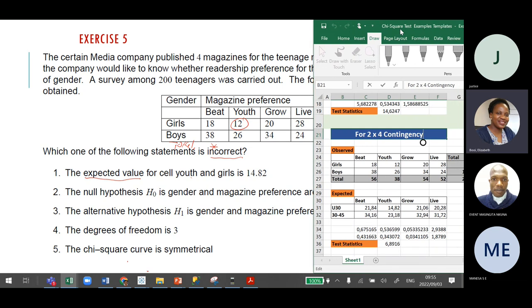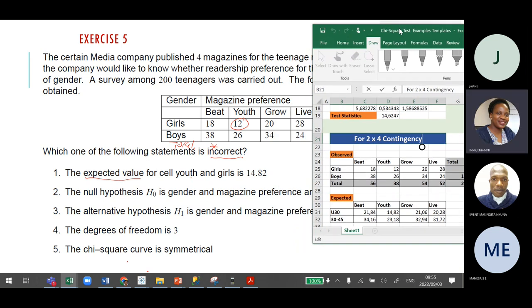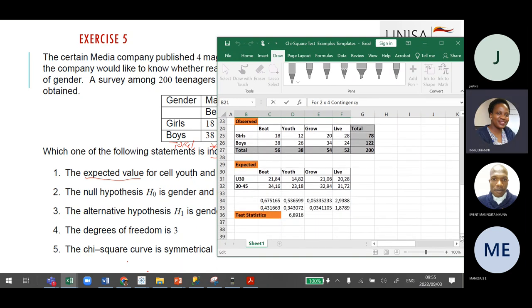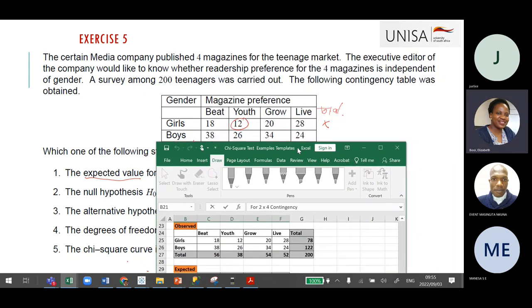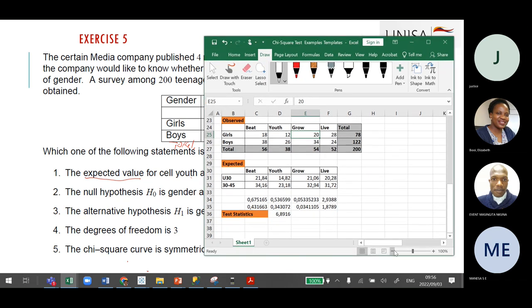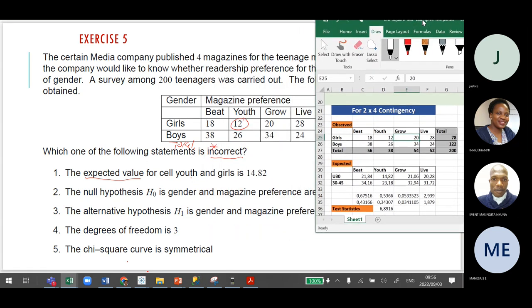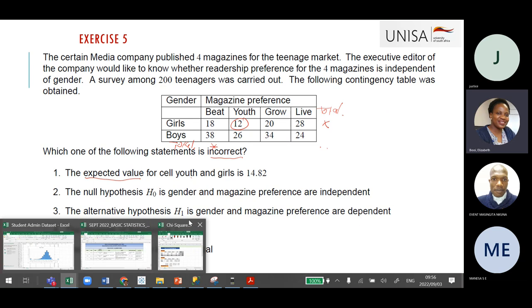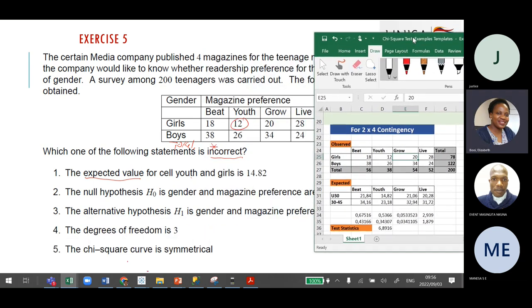And if you look at our table, it looks exactly the same as the table we have here. Fortunately now, because we're in the presentation mode: girls, boys, beat, youth, growth, life. And the numbers are exactly the same. 18, 38, 12, 26, 20, 34, 28, 24. We have included the right values. I cannot minimize it better than that, so we can leave it as such.